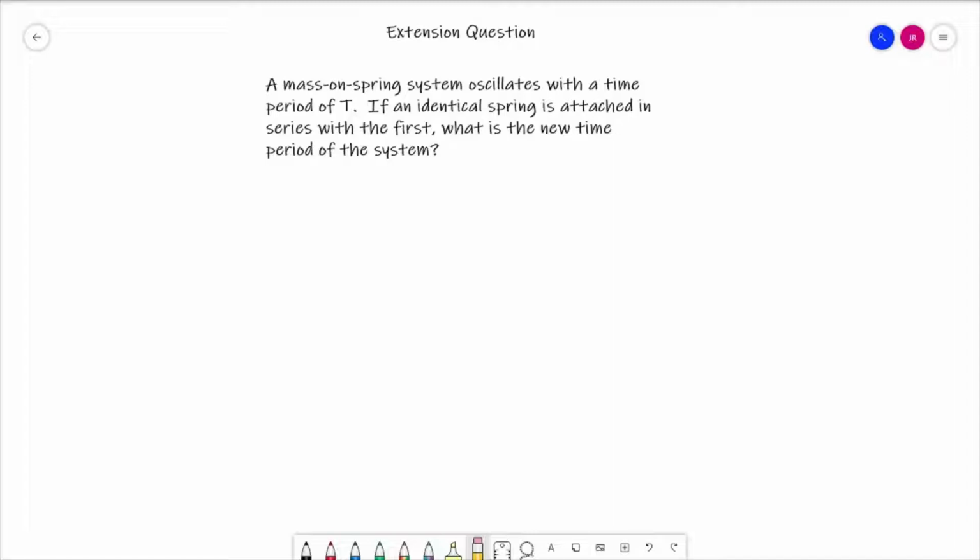A mass on spring system oscillates with a time period of capital T. If an identical spring is attached in series with the first, what is the new time period of the system? As usual, go away, pause the video and have a go at it yourself before you come back for me to go through the answer.